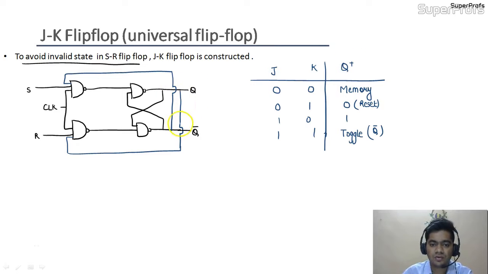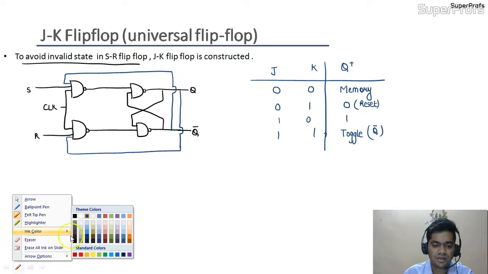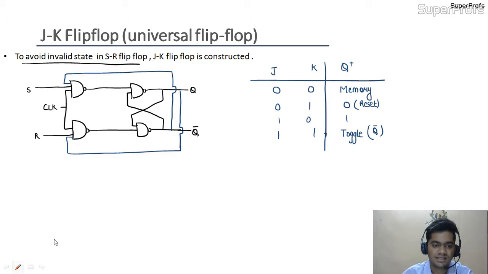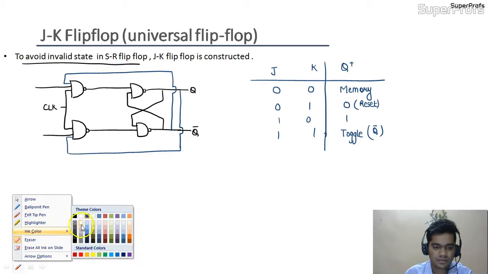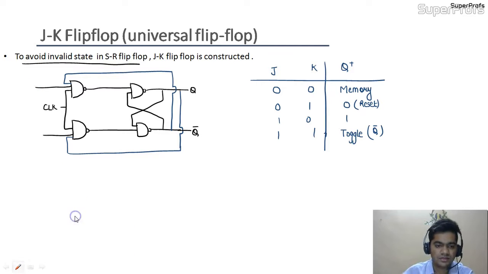So if we want to write the working also, you can write the working. You can assume all the states, and you can also assume the inputs, and using that you can understand the change that we have done in this circuit. Okay, so these inputs were J and K.